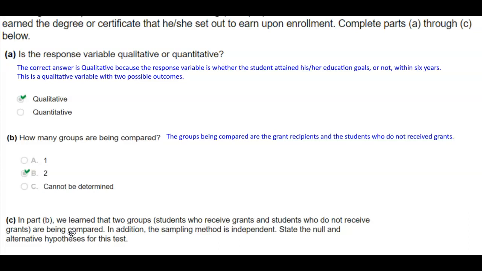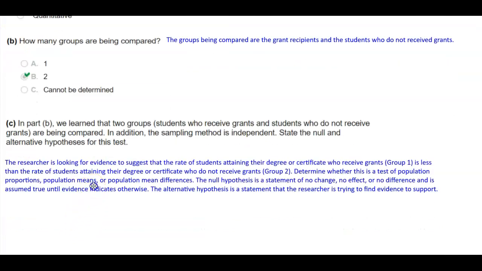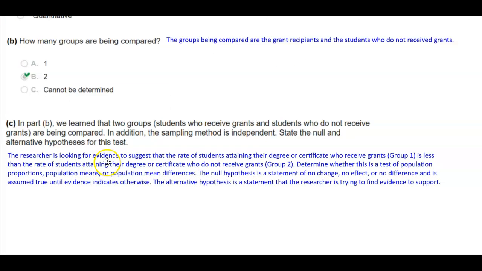In addition, the sampling method is independent. State the null and the alternative hypothesis for this test. Now, the researcher is looking for evidence to suggest the rate of students attaining their degree or certificate who receive grants, Group 1, is less than the rate of the students attaining their degree or certificate who do not receive grants in Group 2. Determine whether this is a test of population proportions, population means, or population mean differences.